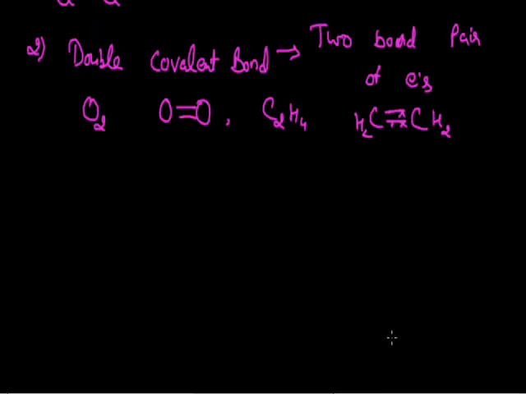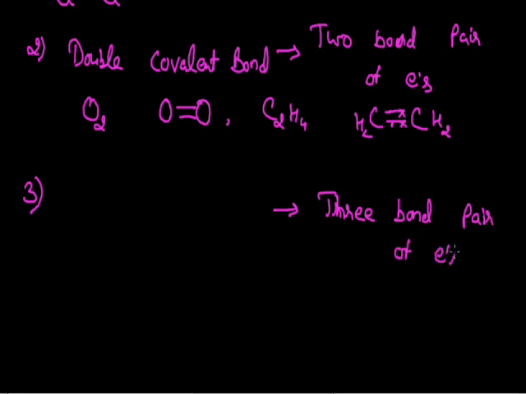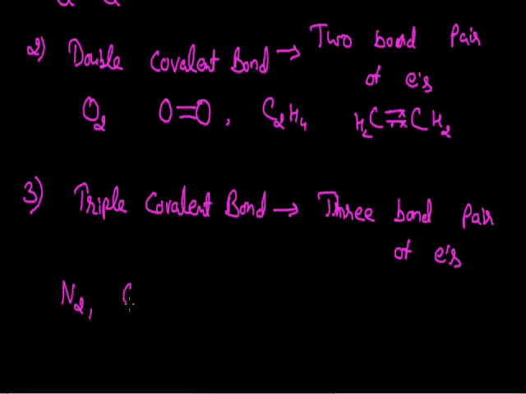Now, the final and last category for this kind of classification is the case when the sharing of 3 bond pairs of electrons occurs. In this condition, the bond which will be formed is termed a triple covalent bond. Like, as we have seen, the molecule of nitrogen or the molecule of ethyne with the formula C2H2 are examples of triple covalent bonds.